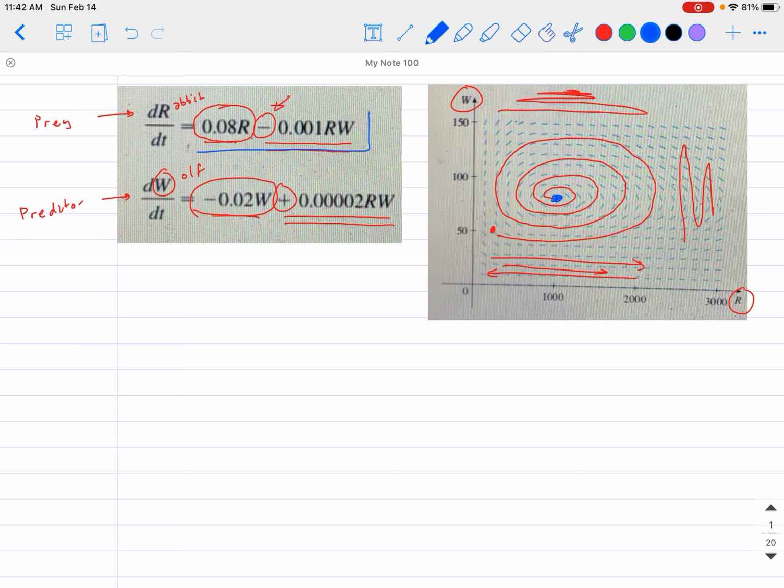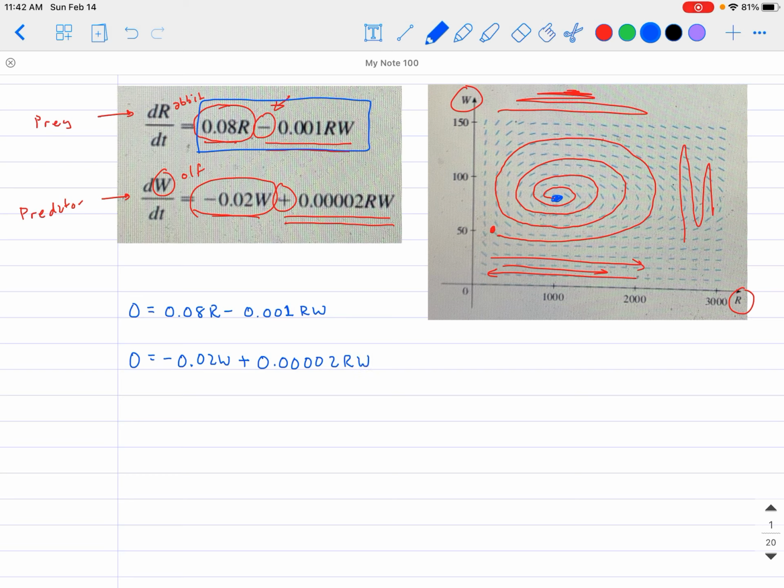Okay, so as I said, dR/dt, this whole thing, I'm going to set equal to 0. So 0 is equal to 0.08r minus 0.001 multiplied by r times w. And then for the wolf population, I'm going to set that also equal to 0. So 0 is equal to negative 0.02w, and then plus 0.00002rw.